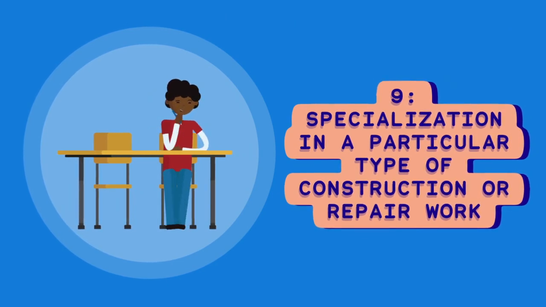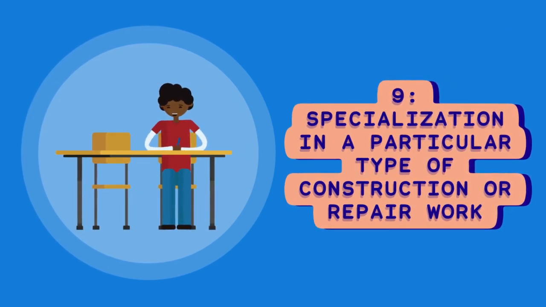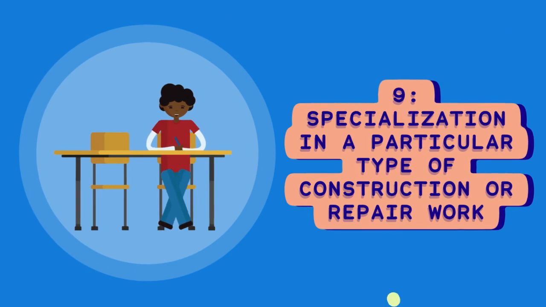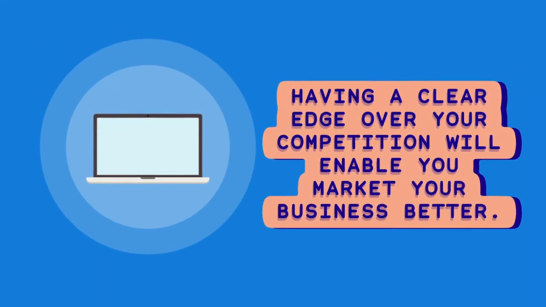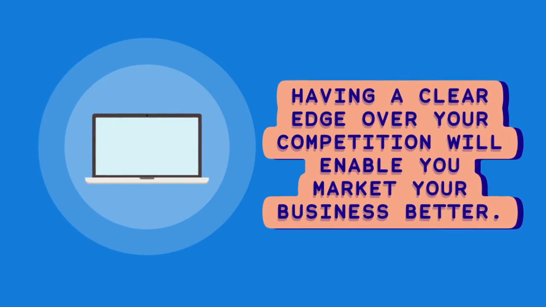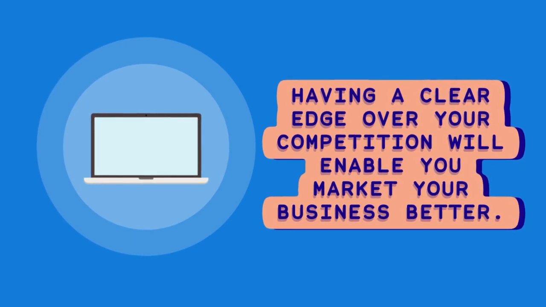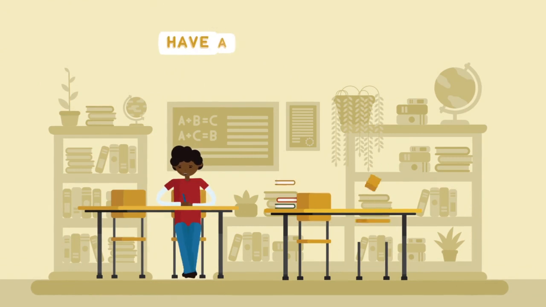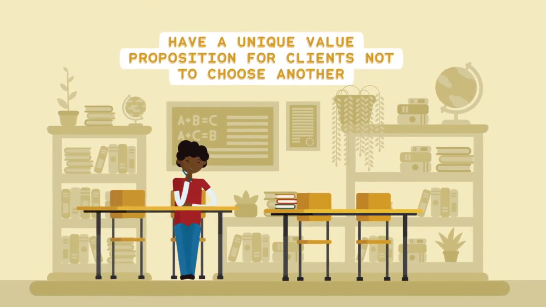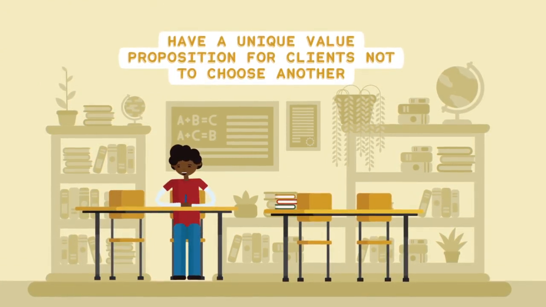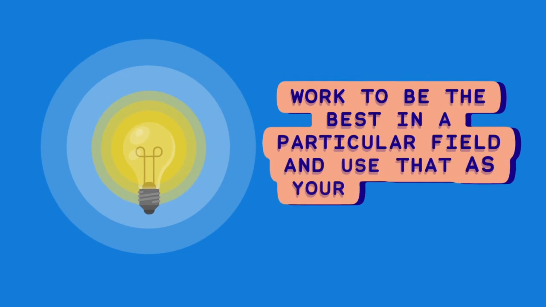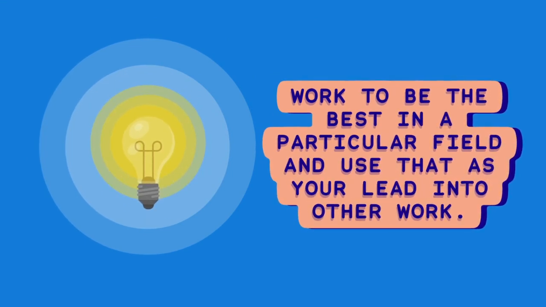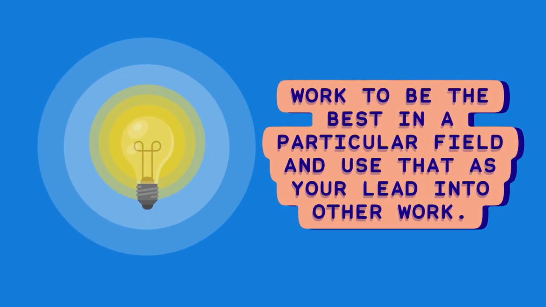9. Create a specialization in a particular type of construction or repair work. Having a clear edge over your competition will enable you to market your construction business better. You need to develop a unique value proposition that makes it unlikely for clients to want to choose another alternative. Work to be the best in a particular field, and use that as your lead into other work.